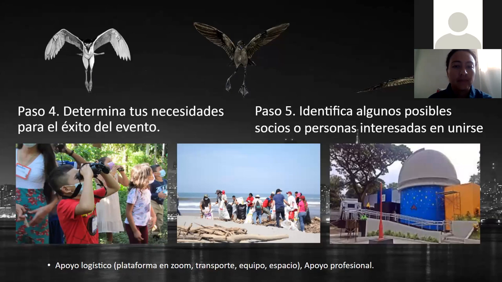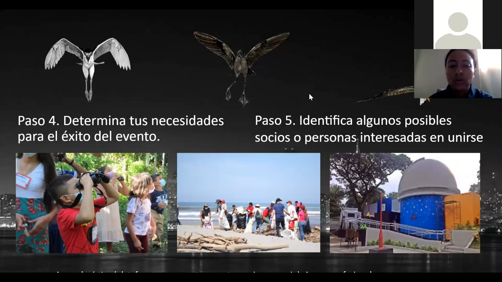Then on step 4 and step 5, like you can see, step 4 says determine your needs for the success of the event. And this is related to step 5, which says identify possible partners or people interested in joining. Here we have a couple of pictures where you can see some kids bird watching. In this case, this was an activity in which we had the participation of people in the school, and they were able to provide the space. So they lent us a classroom with chairs so we could have the activity.